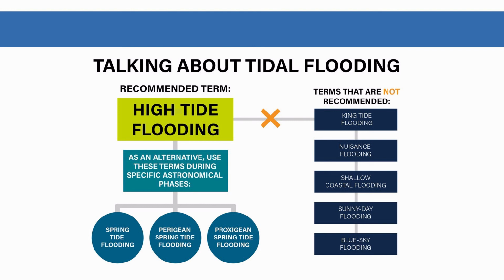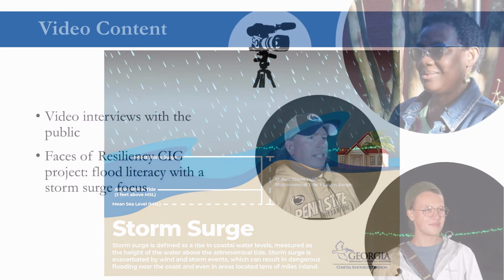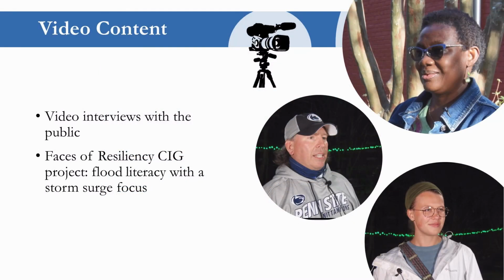This is one of our infographics that was developed for our final messaging. It focuses on storm surge and visually shows the difference between storm surge and storm tide. During a public event, we conducted some video interviews to engage with the public to see what their experience was with storm surge on the coast, and we wanted to see how they would define certain flood terms.